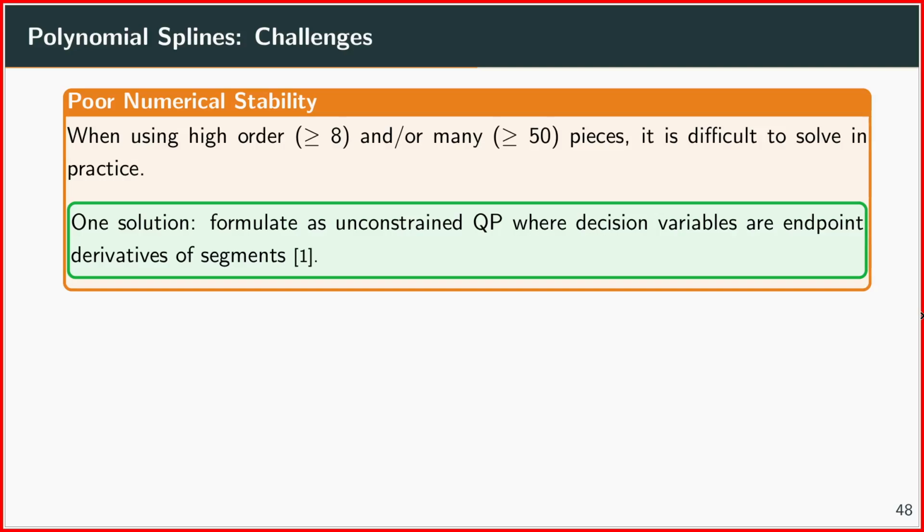And yeah, there are still some challenges, even though this looks actually pretty good. So one challenge is numerical stability. For example, if you have a very high order, for example, larger than 8, or a lot of different pieces because you have so many waypoints, then it's a bit difficult to solve in practice.